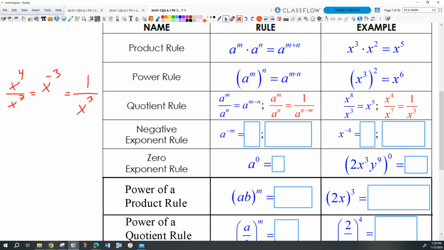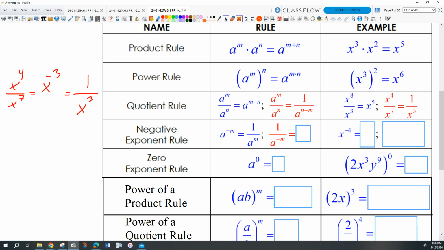I can do the same kind of thing with the negative exponent rule. You guys would all tell me A to the negative M is equal to what? 1 over A to the M, good. Okay, but I could also flip that around. If I start with a negative exponent on the bottom, like 1 over A to the negative M, what do you suppose that gives me? Positive.